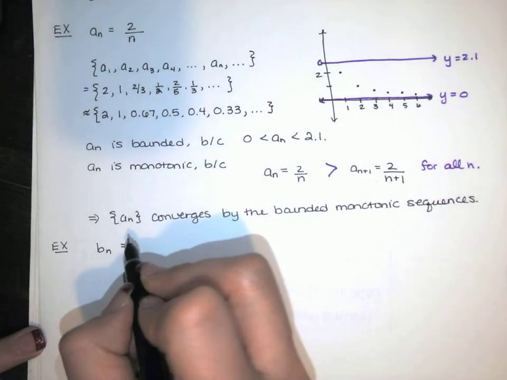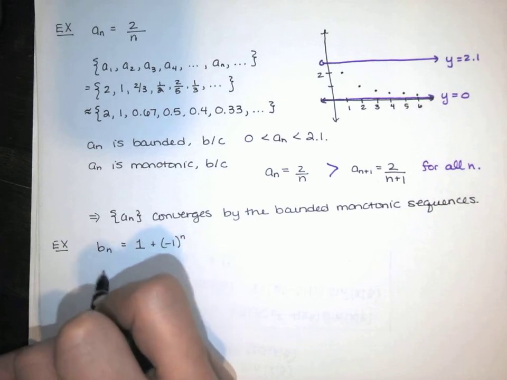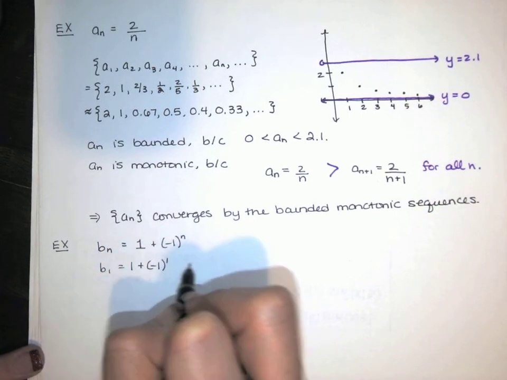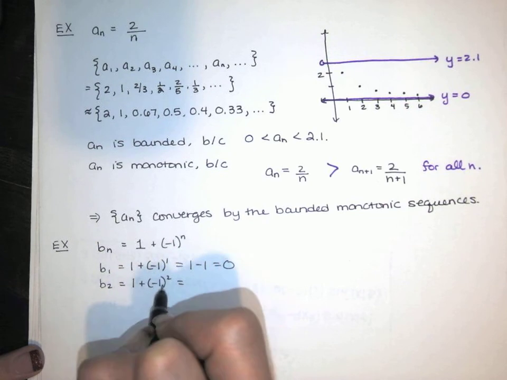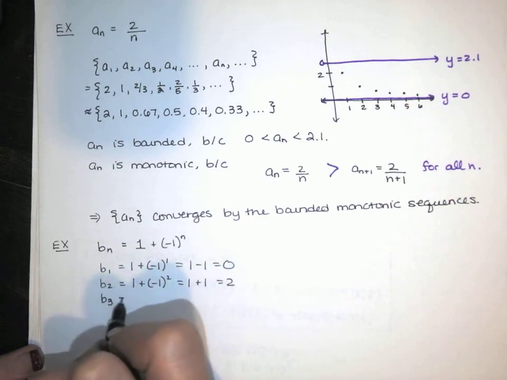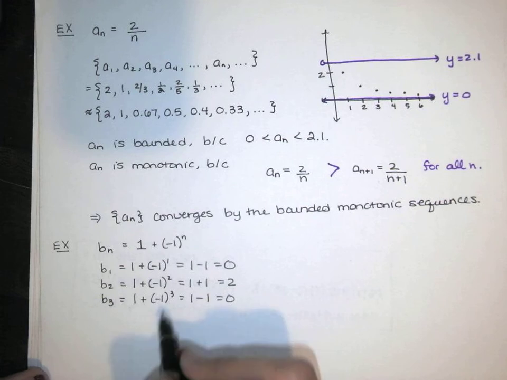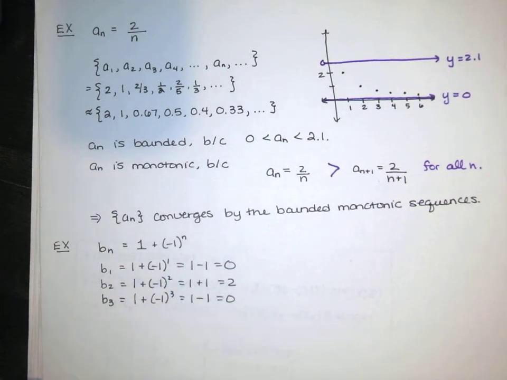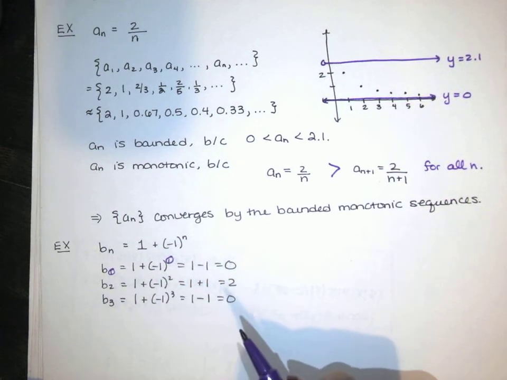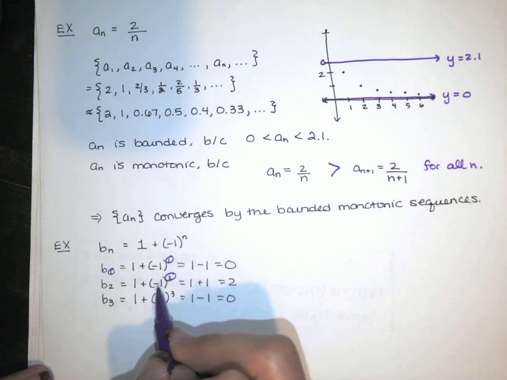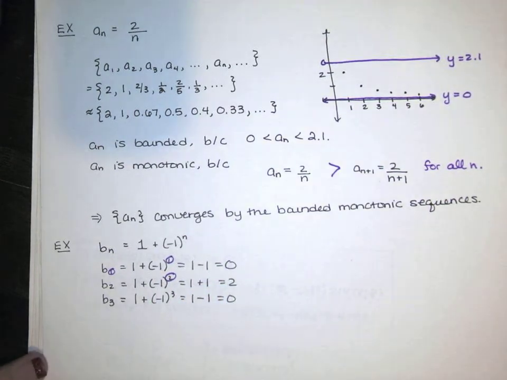Let's say our sequence is b sub n, which is 1 plus negative 1 to the n. Well, b sub 1 is 1 plus negative 1 to the first. So that's 1 minus 1, which is 0. B sub 2 is 1 plus negative 1 squared. 1 plus 1 is 2. B sub 3 is 1 plus negative 1 cubed. So that's 1 plus negative 1, which is 0. Well, isn't this just going to alternate? Whenever that exponent, which is the same as that subscript, is odd, I'm going to get a negative 1. And I'll have 1 plus negative 1, and that'll give me a 0. And whenever that exponent is even, negative 1 to an even power is a positive 1. And 1 plus 1 is 2. And so we get 0, 2, 0, 2, 0, 2, and it goes on and on.